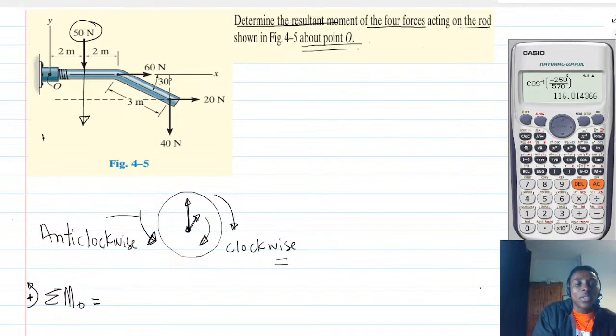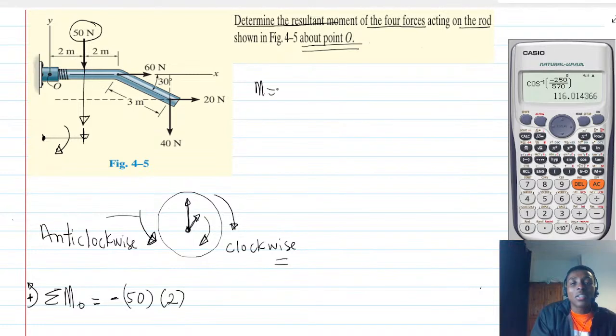Think about it this way. Let's say there was a rod somewhere here, and the force was coming downwards. What do you expect? You would expect that this force will rotate the rod in that sense, and that sense is clockwise. So minus 50 times 2. By the way, moment is force times perpendicular distance.